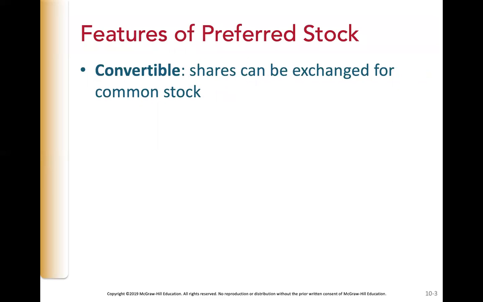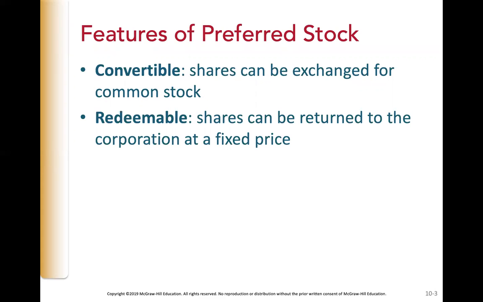Preferred stock can have some flexibility to it. It can be convertible, meaning it allows the stockholder to exchange shares of preferred stock for common stock at a specified conversion ratio. Sometimes preferred stock is redeemable at the option of either stockholders or the corporation. A redemption privilege might allow preferred stockholders the option, under specified conditions, to return their shares for a predetermined redemption price.